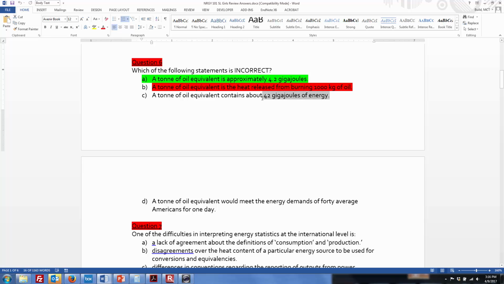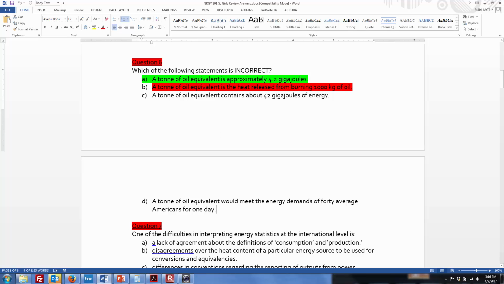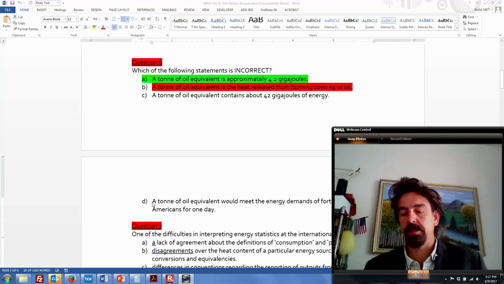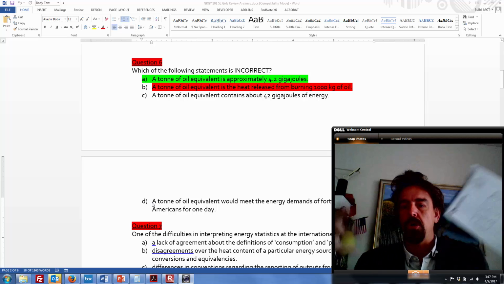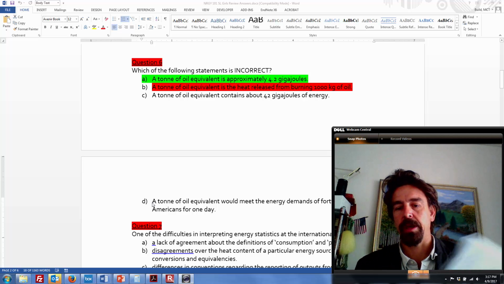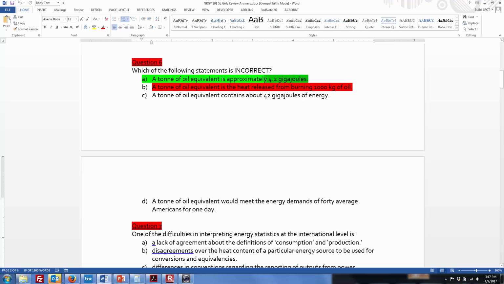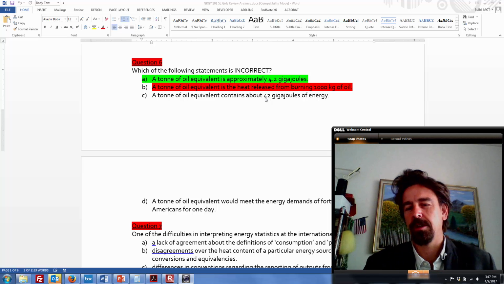This one is also correct. That's correct. A ton of oil equivalent would meet the energy demands of 40 average Americans. That's about right. So that also means that 40 people burn about that much oil per day. That's also correct. But this top one is incorrect because it says 4.2, and we know, of course, it's 42. So 4.2 gigajoules is the only wrong answer.